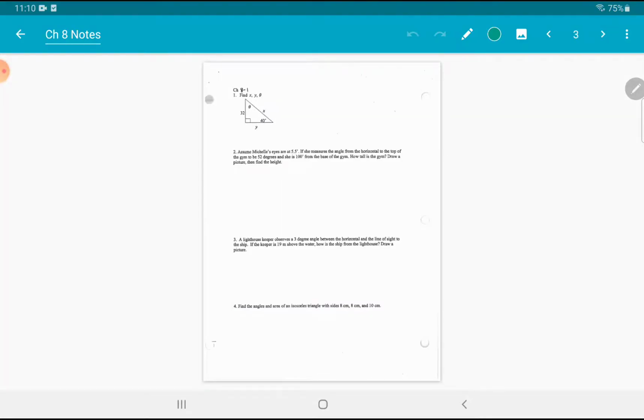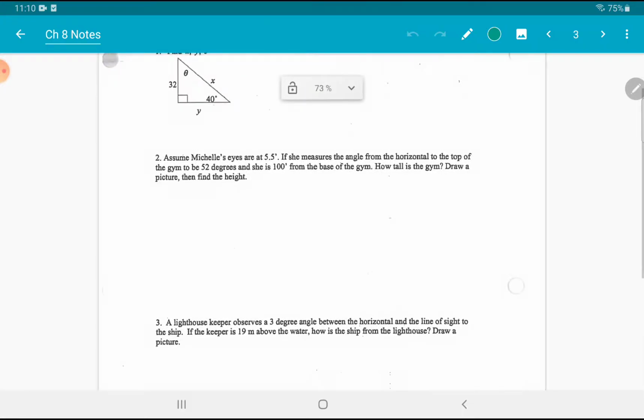For example, as we take a look at example 2 here on the first page of 8.1, we see that Michelle's eyes are at 5.5 feet tall. She measures the angle from the horizontal to the top of the gym. So if you can imagine, here is Michelle's eyes. Right? So here's Michelle's eyes, and there's Michelle. And then she sees the top of the gym right here, and we see that the angle of elevation is at 52 degrees. Okay, so just imagine something like that.